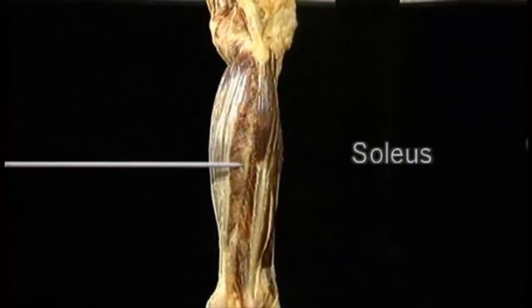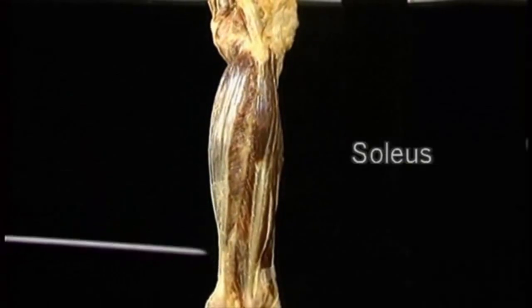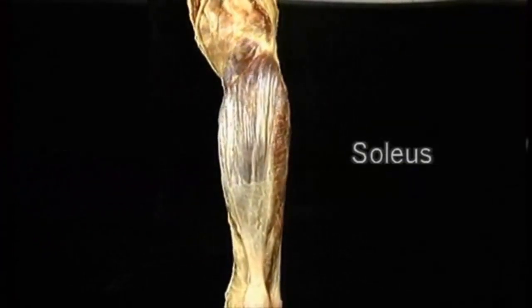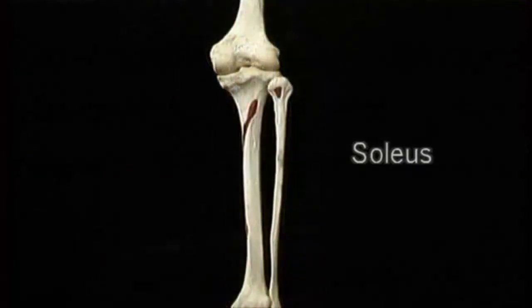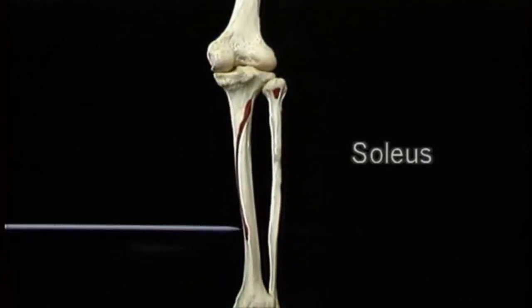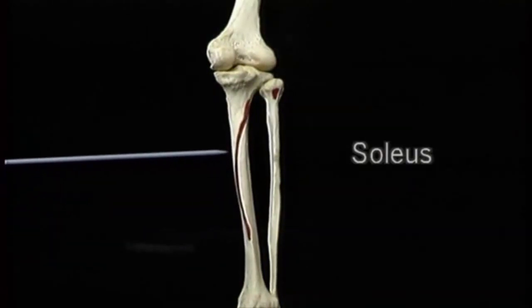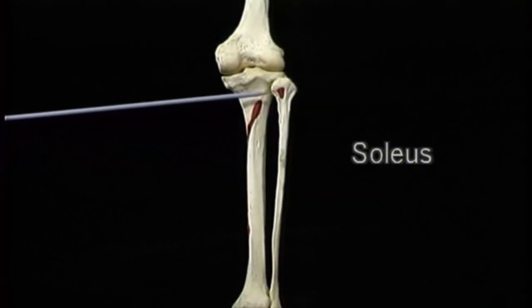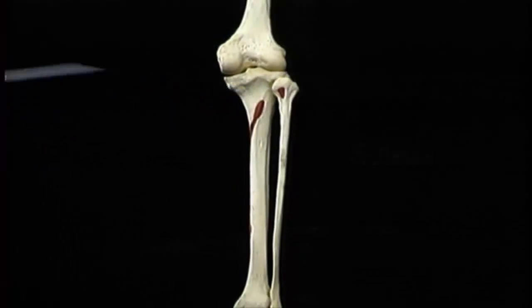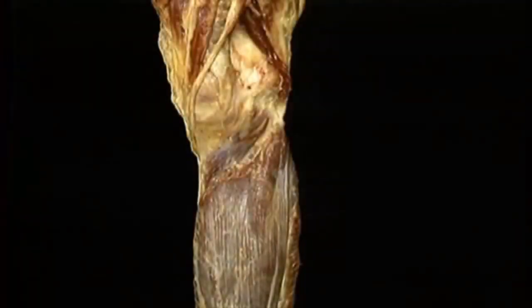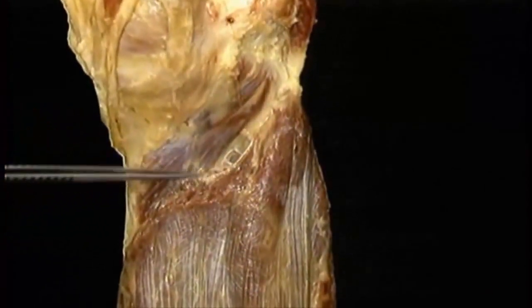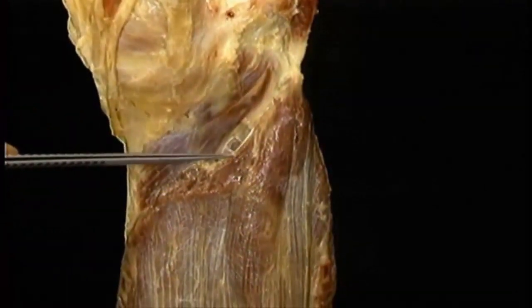Here's its lateral border. Here's the cut edge of the gastrocnemius tendon. Soleus arises from the medial edge of the tibia, from this oblique line on the back of the tibia, and from this area on the back of the fibula. Between the fibula and the tibial origins of soleus, there's an arch of fibrous tissue.